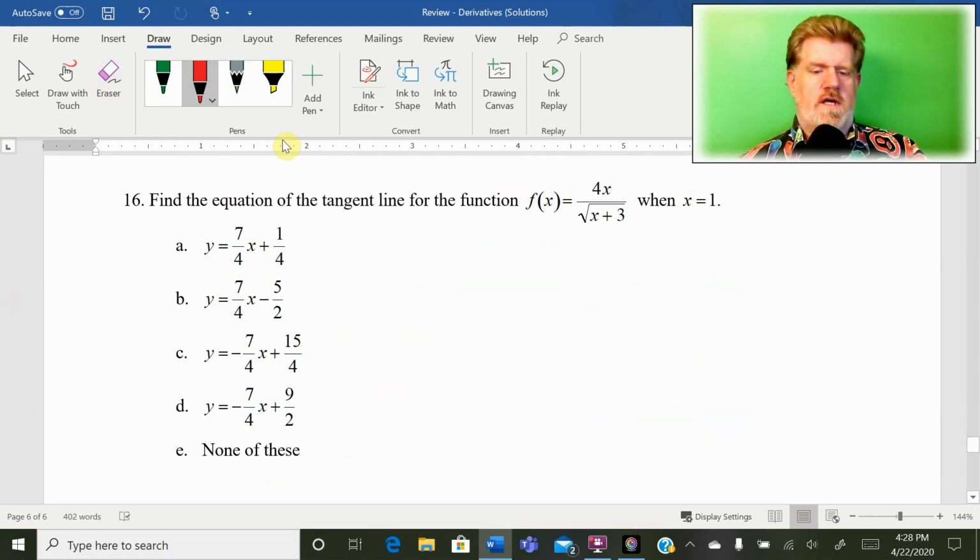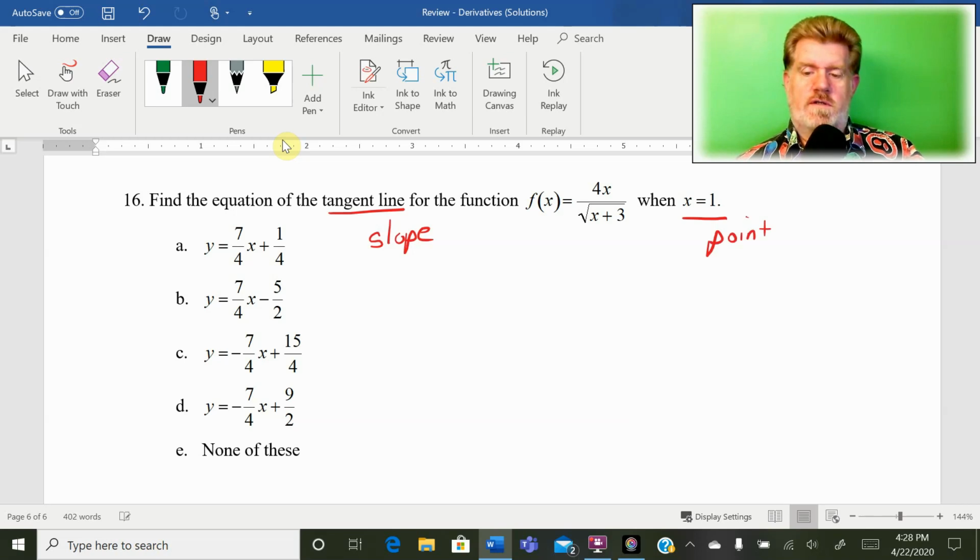Now, a tangent line. Remember, tangent line means you need two things to get a line. You need a slope, and we find that slope by taking the derivative. So we're going to be finding the derivative of this. And we need a point. And we have the x value of our point. So if I plug in 1, what do I get? Well, 1 plus 3 is 4. The square root of 4 is 2. We'd have 4 over 2, which is 2. Our point is 1, 2.